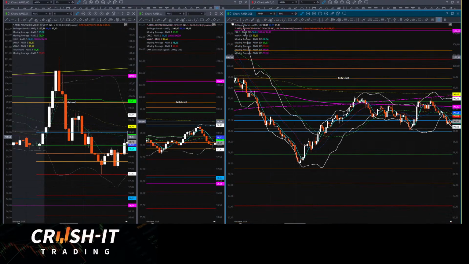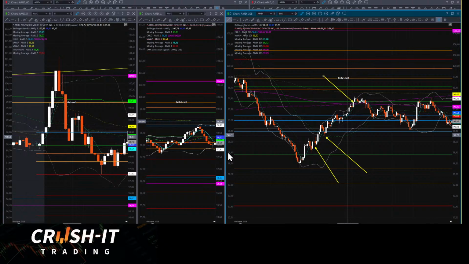Here we go. We have the 9 crossing the 20 right there. There's your entry. Here's your retest. I told you, always these retests, sometimes they're big, sometimes they're little, but there's your retest. And now you start scaling out right here. And that's your small scalp trade there on AMD, counter trending the crush it zone.